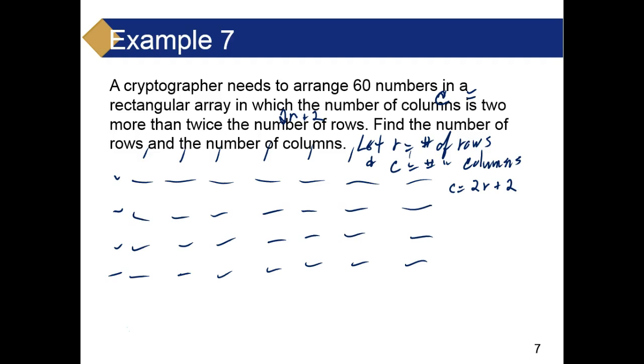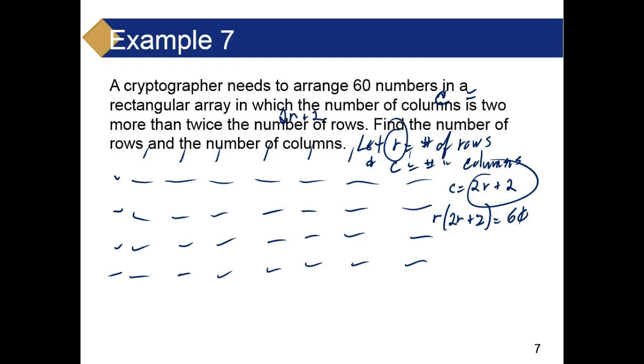Don't you multiply number of rows by columns? Okay. Number of rows was? 2R. How many rows do we have? R. Times how many columns we have? 2R plus 2. And what's that equal to? 60. All right. Isn't this a lot like the problems we just did?